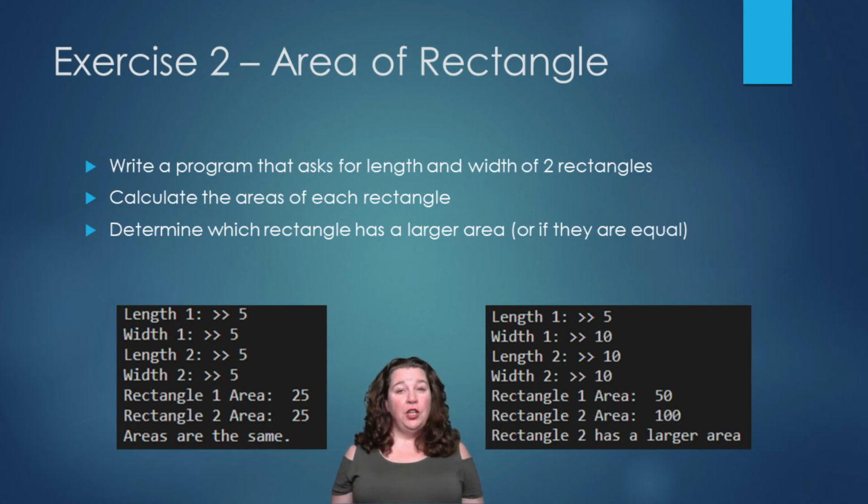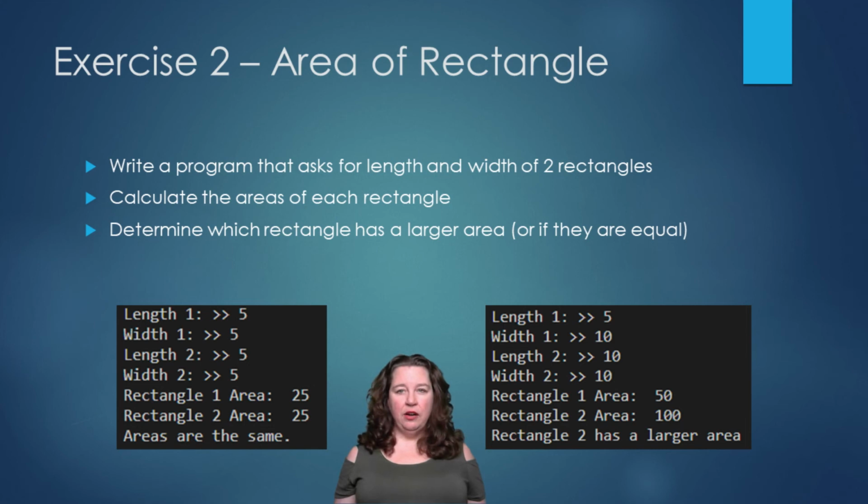For the first one, you are going to find the area of a rectangle. It's exercise 2. You're going to write a program that asks for the length and the width of 2 different rectangles. So envision that you have 2 rectangles. You're going to ask your user, what's the length of one, what's the width of one, what's the length of 2, and what's the width of 2. Then you're going to calculate the area of both, and you are going to print out which one has the larger area. You're going to have to use a decision for this.